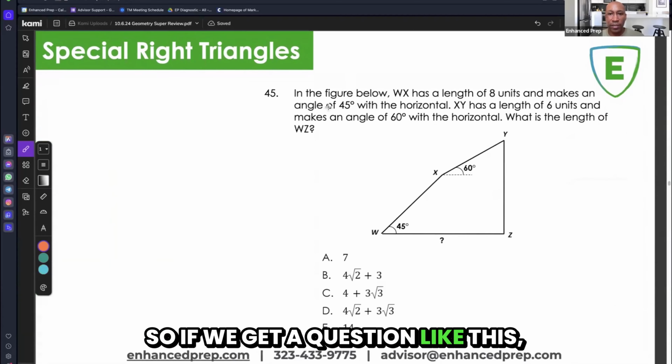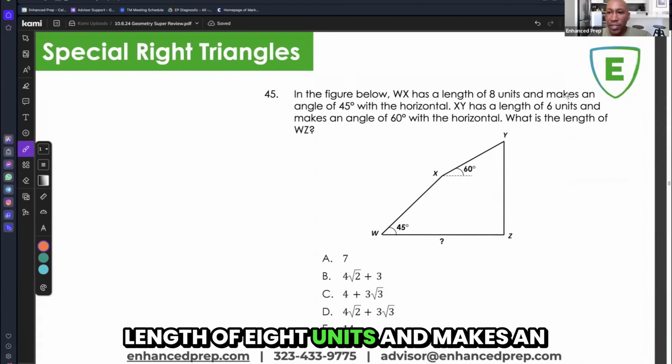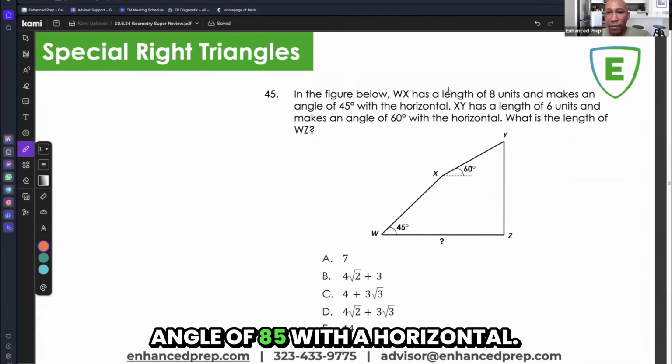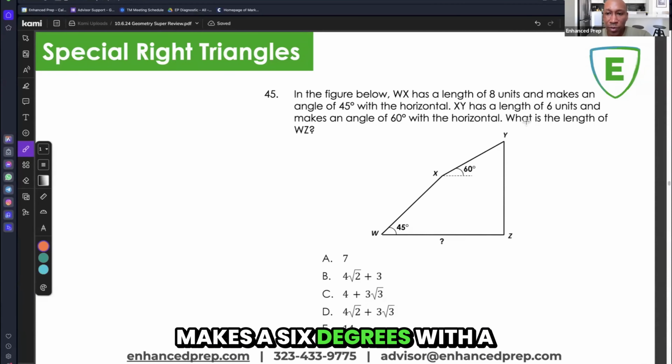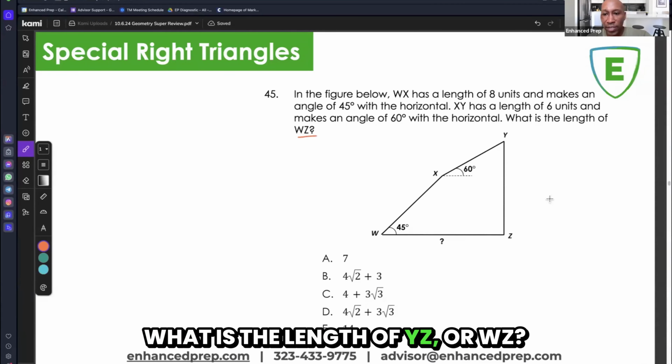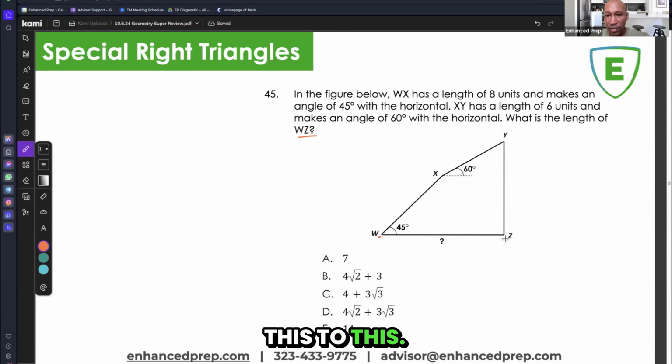So if we get a question like this in the figure below, WX has a length of 8 units and makes an angle of 85 with a horizontal. XY has a length of 6 units and makes a 60 degrees with a horizontal. What is the length of YZ, or WZ? So we're looking for the length of this to this, right?